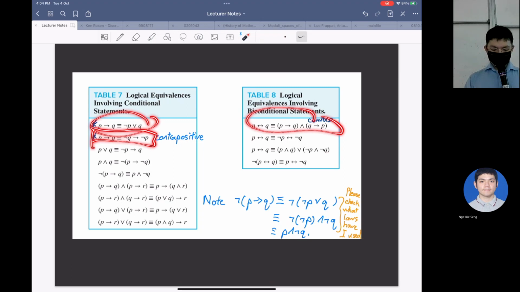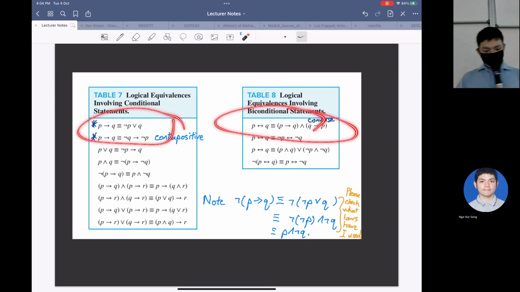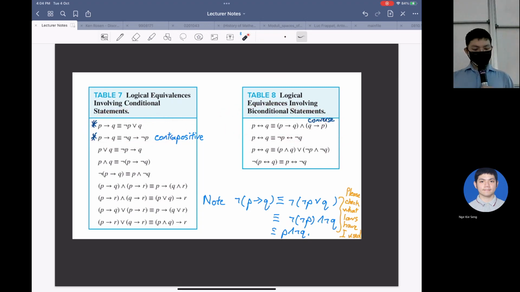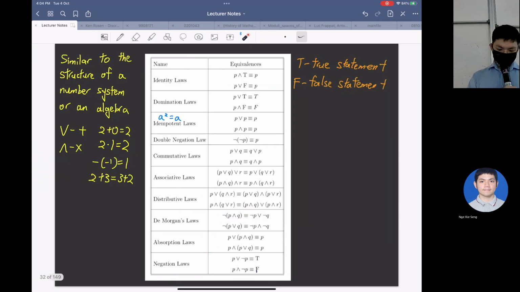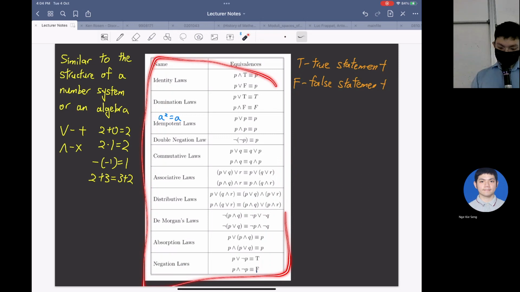This is contrapositive, so you need to memorize this. Not memorize, but understand and then internalize. Only this table I'll give you, not because I don't want you to memorize, but because sometimes you get confused with the names. But of course, you need to understand all what they are doing inside here.